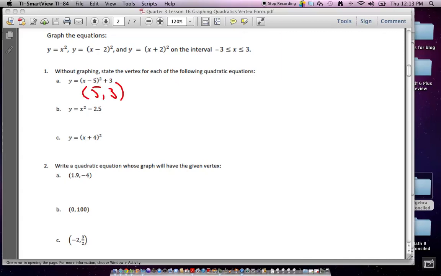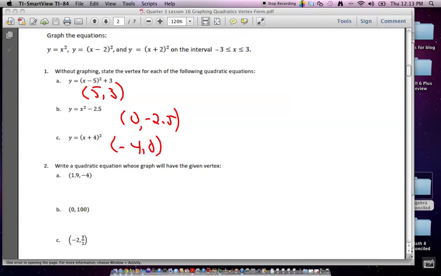Next one. What is the vertex for letter B? Andre? 2.5, 0. Actually, the other way around. The 2.5 is not in a parenthesis. So there is no horizontal shift because there is no parenthesis. So it's 0, negative 2.5. What about the next one? Wyatt, what do we get? Negative 4, 0. Negative 4, 0, good.